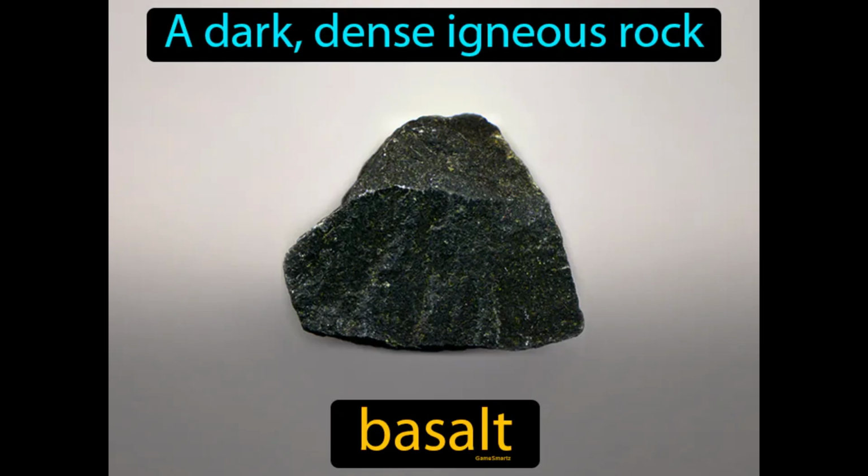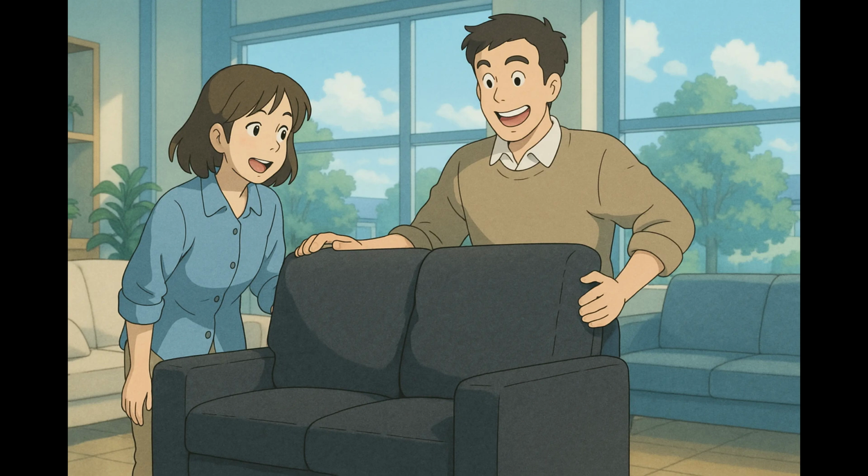A dark, dense igneous rock, basalt. Basalt is a volcanic rock formed from the rapid cooling of lava at Earth's surface. Imagine trying to choose the right couch for your living room, only to find that the one you like is heavy, dark-colored, and incredibly durable, seemingly absorbing everything around it.